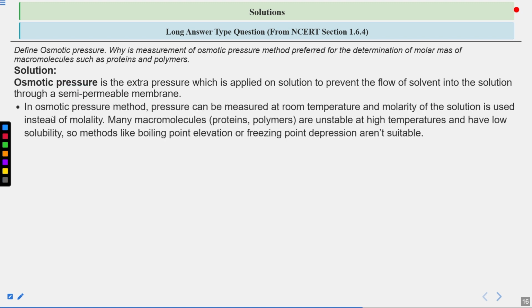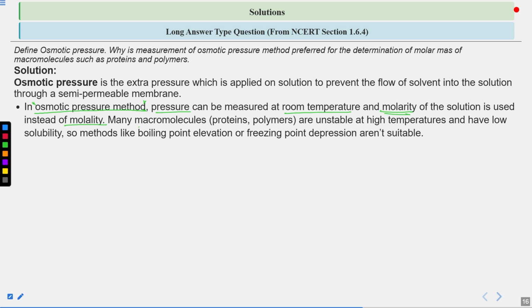So in the osmotic pressure method, we prefer it for the measurement of molar mass of macromolecules. Why? In the osmotic pressure method, the pressure can be measured at room temperature, and the molarity of the solution is used instead of the molality. First of all, we do the measurement at room temperature, and we also use the solution's molarity, not the molality.